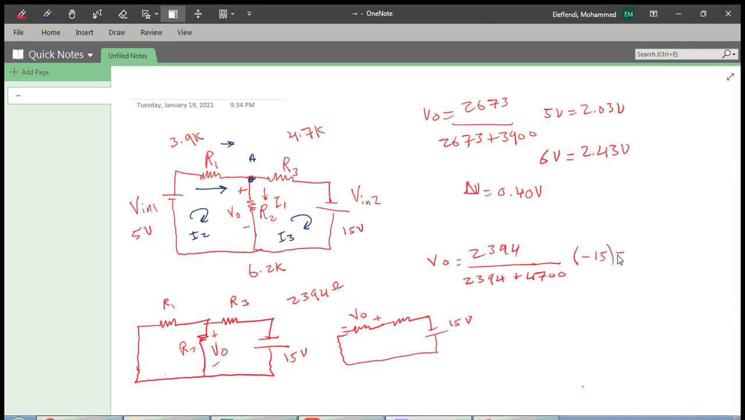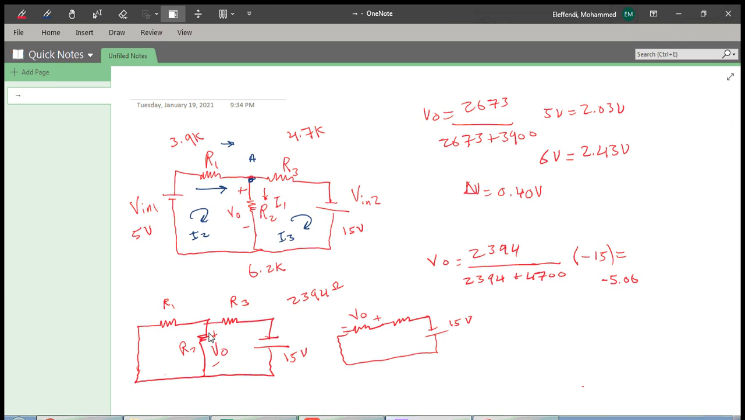And this would give us, let's see, 2394 divided by 2394 plus 4700 times minus 15. This would give me minus 5.06 volts. I don't have enough space to write it. Now, this is the contribution of the 15 volt power supply to V out.